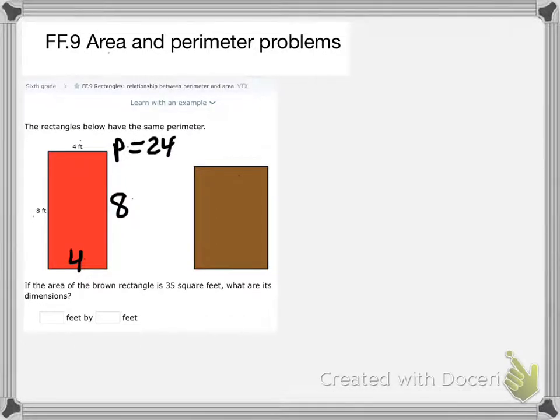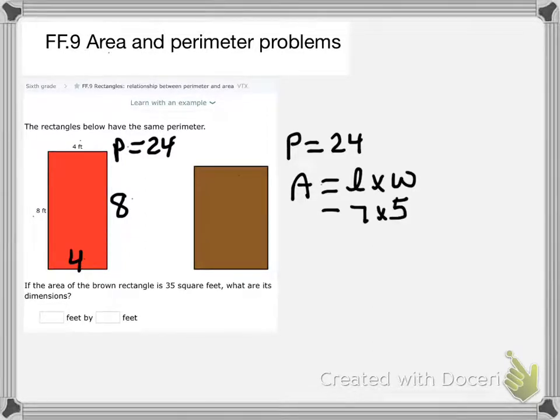All right, that means this brown rectangle also has to have a perimeter of 24. If the area of the brown rectangle is 35 square feet, what are its dimensions? Well, the only two numbers I can think of that multiply to 35, remember, area is the length times the width, would be 7 and 5. And that gives us an area of 35.